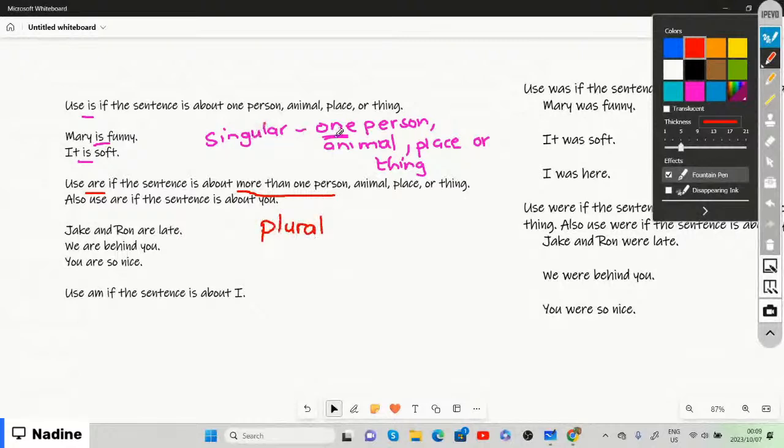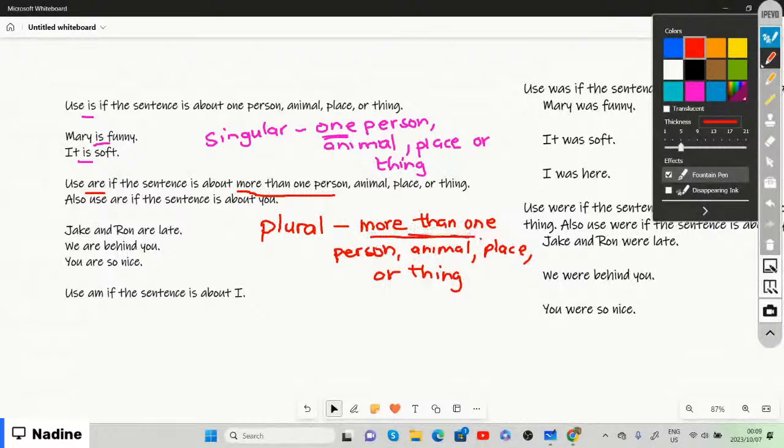We say this is plural, right? So singular means one, plural means more than one person, animal, place, or thing that does the action, but more than one, and that is plural. Then we use are.